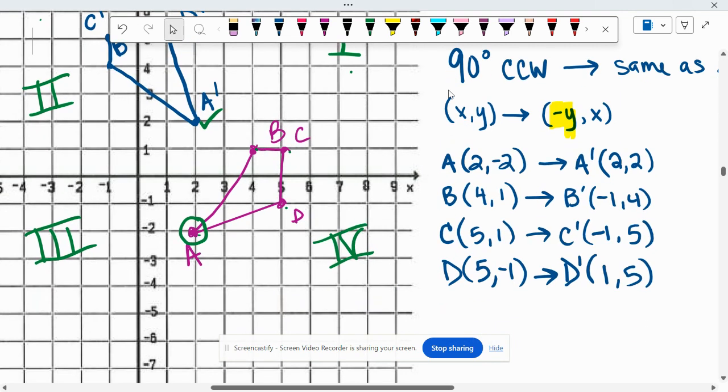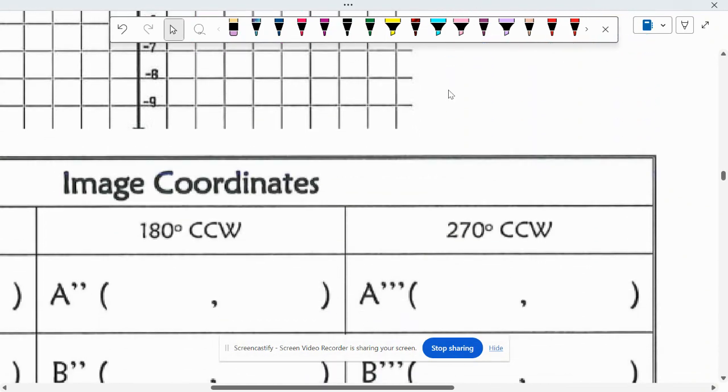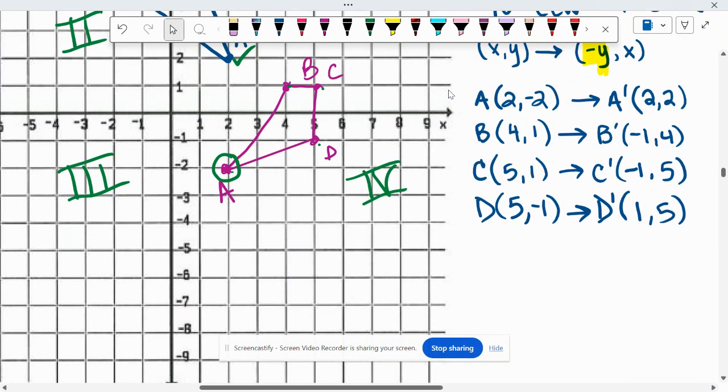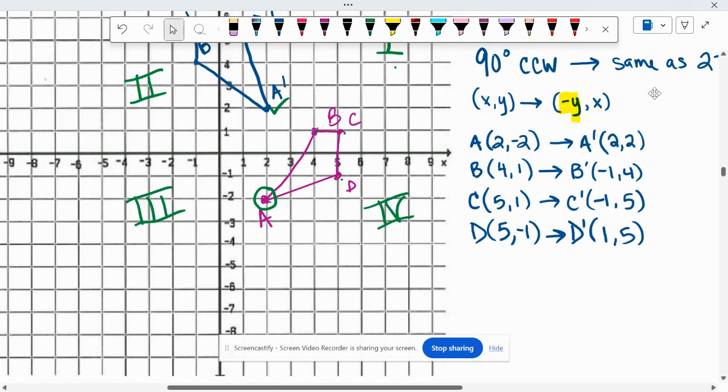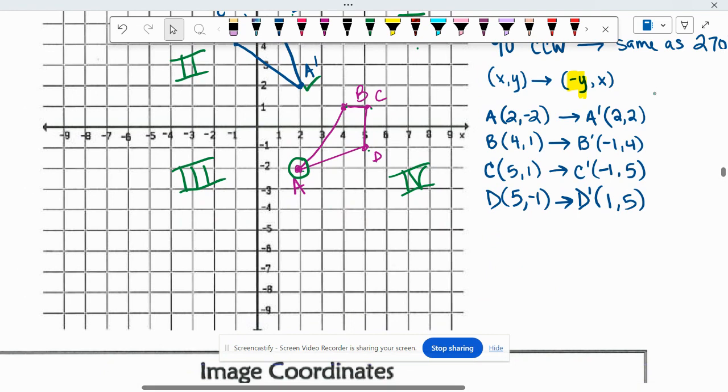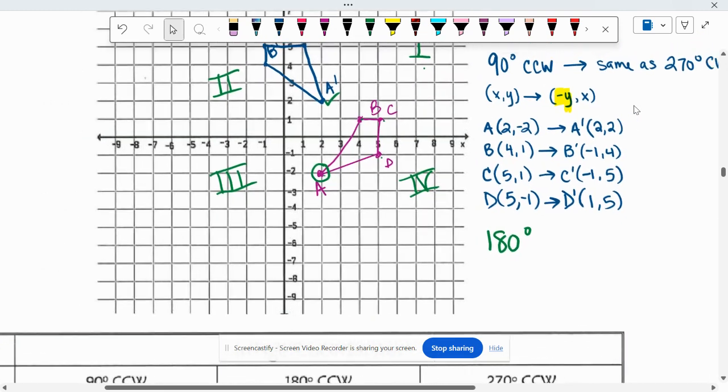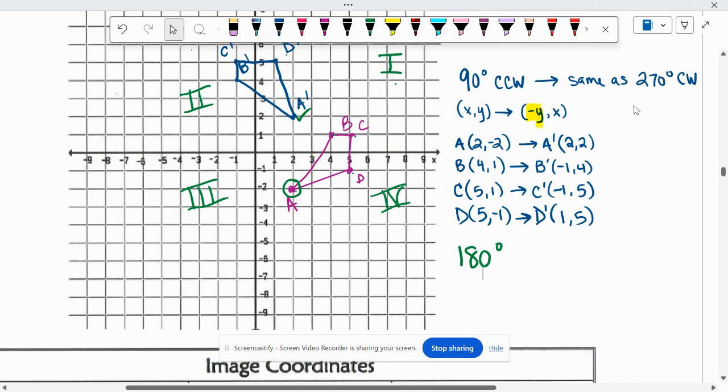All right, so let's jump down here and write down all of the rules really fast. So we wrote the rules for a 90-degree counterclockwise, which is the same thing as 270 degrees clockwise. What about 180 degrees? If I move 180 degrees, do I have to specify if it's moving clockwise or counterclockwise? Yes, you do. Do I? No. Why, Tyler? It's going to end up in the same place. It's going to end up in the same spot.